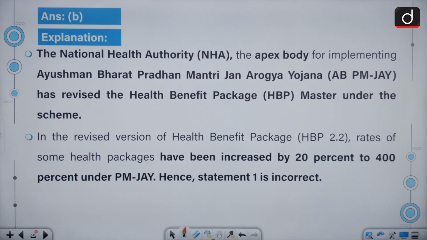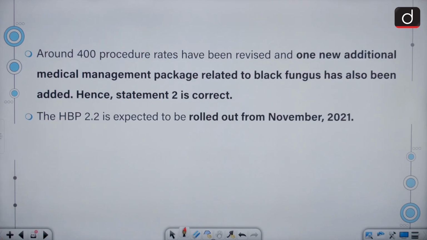The National Health Authority, the apex body for implementing Ayushman Bharat Pradhan Mantri Jan Arogya Yojana, has revised the health benefit package master under the scheme. In the revised version of the health benefit package, rates of some health packages have been increased by 20% to 400% and around 400 procedure rates have been revised, and one new additional medical management package related to black fungus has also been added. This is expected to be rolled out from November 2021.